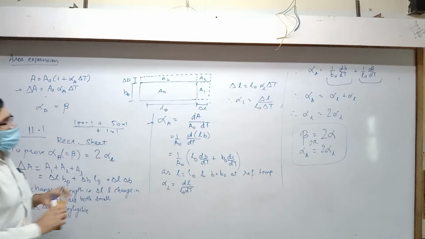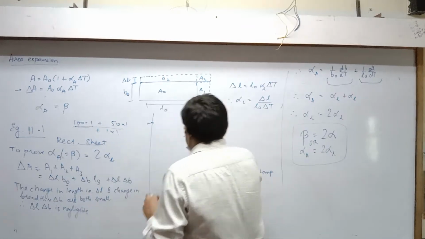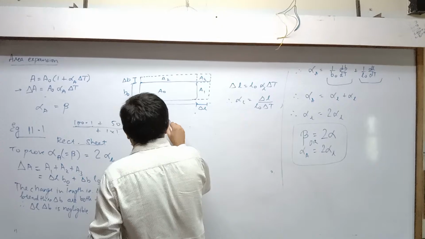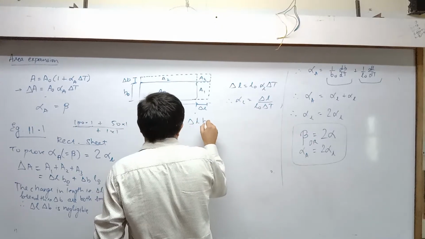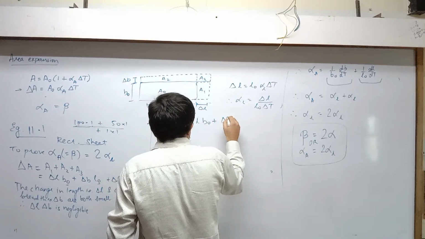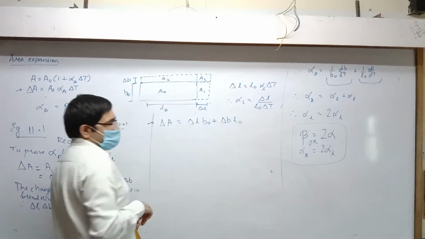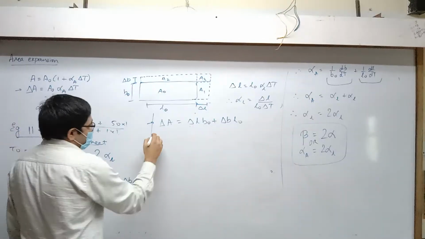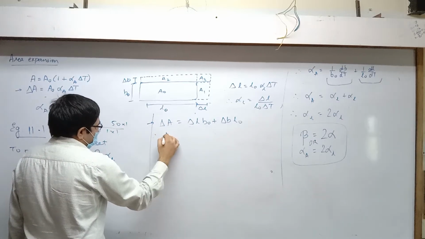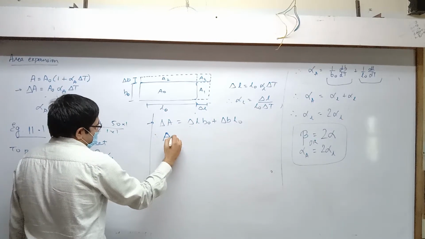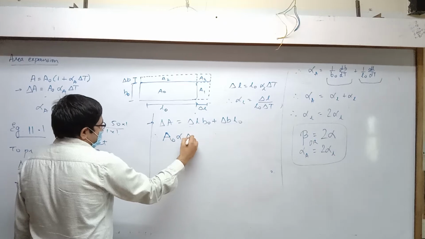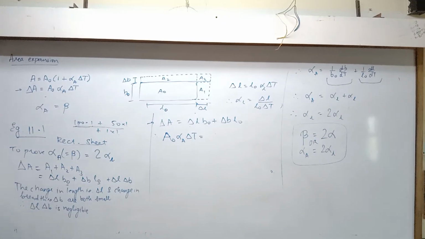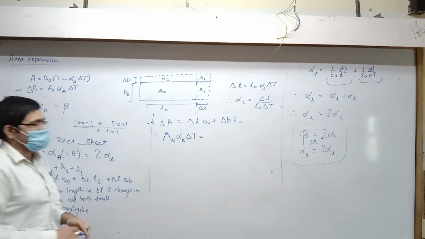Okay. So, keeping all that in mind, we can say that delta A is actually just equal to delta L B0 plus delta B L0. Now we have to put in the formula. So I am going to simply put delta A's value. What is that? A0 alpha A delta T. Now instead of delta L, I will put that relation.